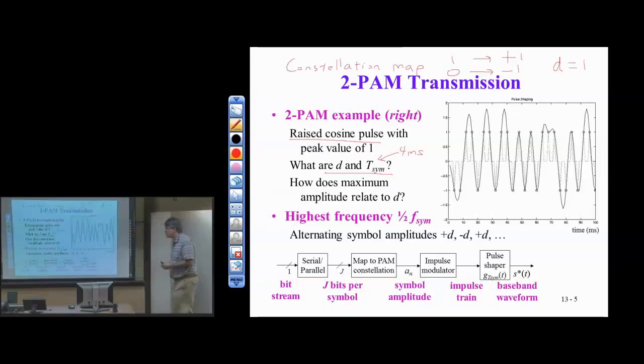Now, the highest frequency possible, and we've seen this on midterm 1, in this context, because the only clock we have is the symbol rate right now, is half the symbol rate. So if we alternate symbol amplitudes of plus D, minus D, plus D, minus D, and so forth, the maximum frequency possible is half the symbol rate. Can't get any higher than that. So that tells us something about the pulse shaping filtering that we need to do. We want to make sure that we're rejecting, attenuating, frequencies above half the symbol rate.